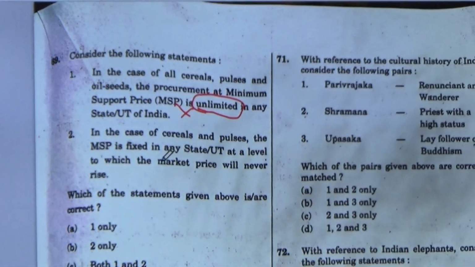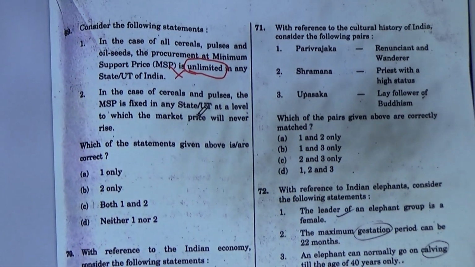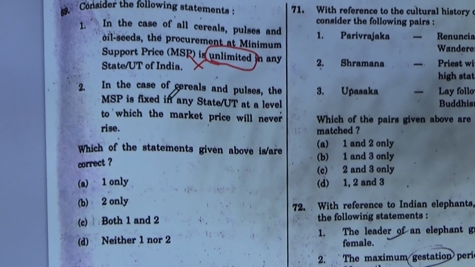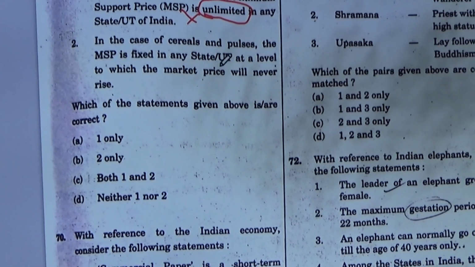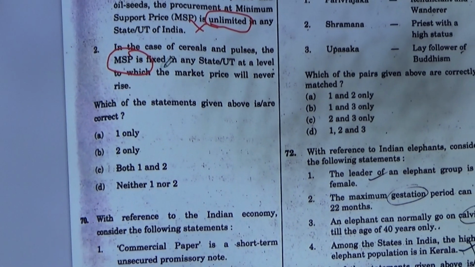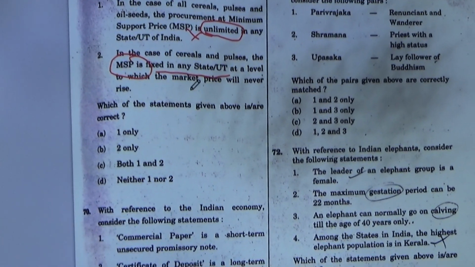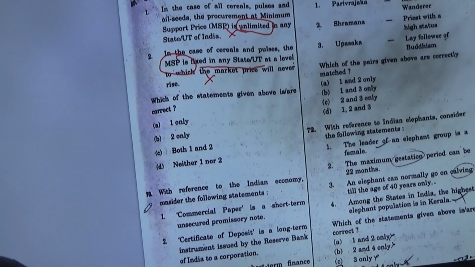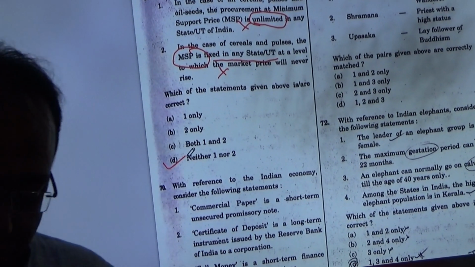Then in case of cereals and pulses, MSP is fixed at a level at which market price will never rise. It is not fixed at the state or UT level where market price will never rise. It is fixed at the national level, not any state or UT level. So therefore it is also not correct in that way. So its answer is D, neither 1 nor 2 here.